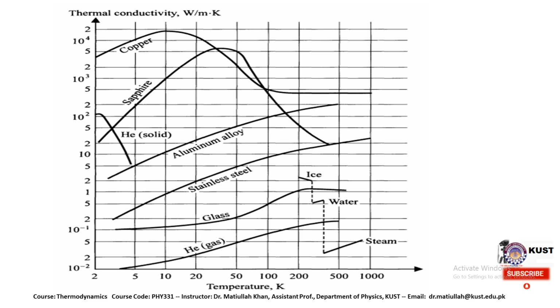but when there is a phase transition and it becomes liquid water, its thermal conductivity is greatly reduced, and a further reduction is found when it is converted into steam, the gas form. Similarly, there is very small variation in thermal conductivity in stainless steel with increasing temperature. For aluminum alloys, there is a variation in thermal conductivity. Normally for conductors, increasing temperature leads to an increase in thermal conductivity.